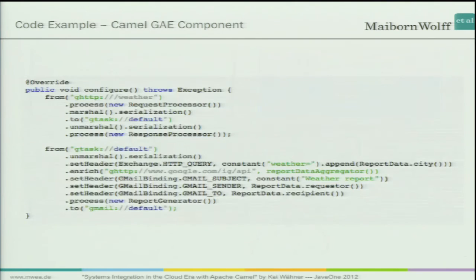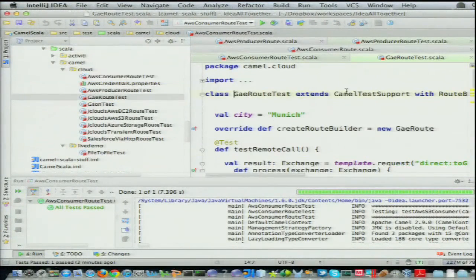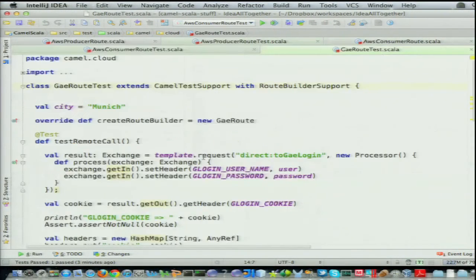So this is the code for the route. This is a little bit more complex route. So you see here, you use this HTTP is a Google App Engine component, and also the G-task. So here some tasks are done within the Google App Engine, and this is the Camel route for it. I want to show you this shortly as a demo too. So we're doing two things in this route.